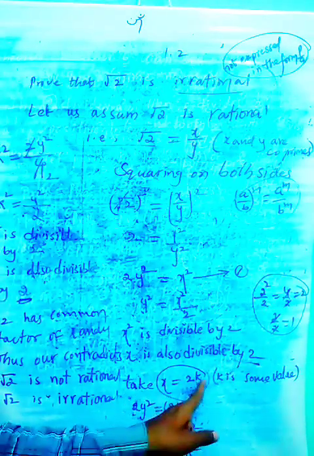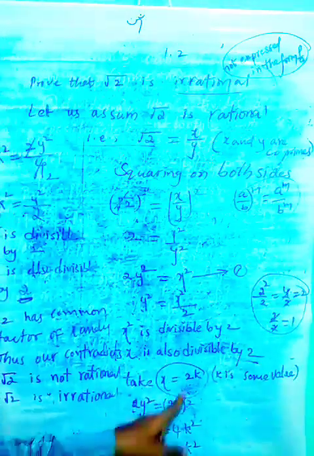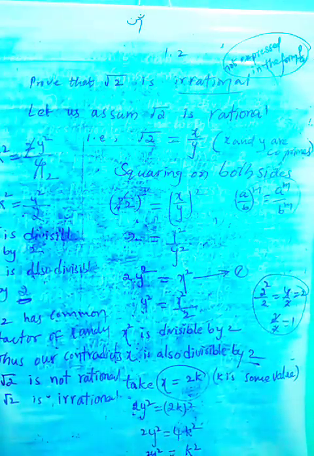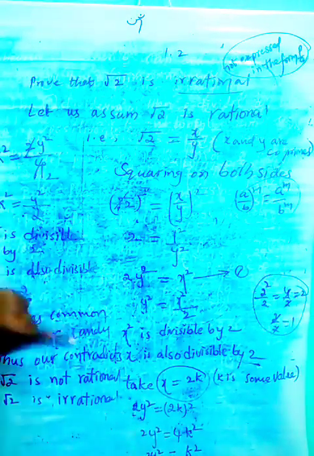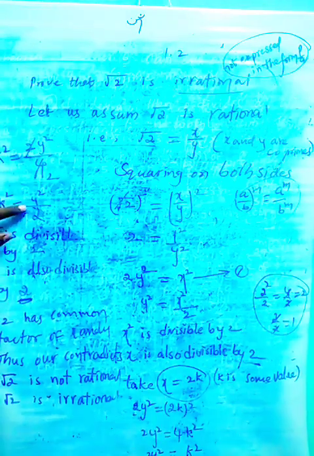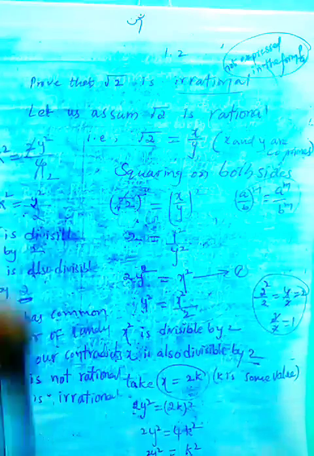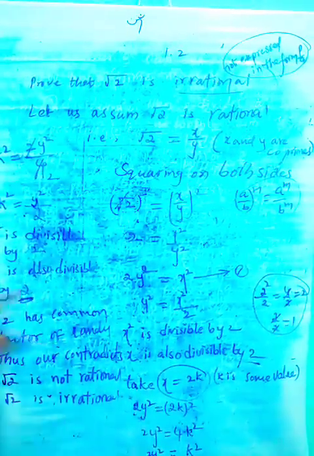Similarly, take x is equal to 2k. Substitute this value in equation 1. In the x place, 2k whole square, which is 4k square. Now 4 goes to the denominator, and rearranging, k square is equal to 2y square by 4, that is, k square is equal to y square by 2. When y square is divisible by 2, y is also divisible by 2.